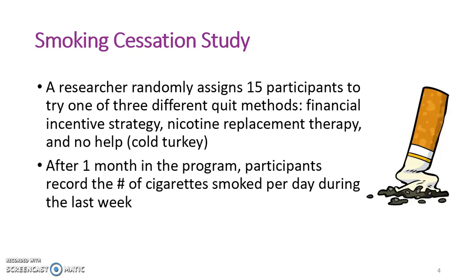But we want to see if we can influence that number of cigarettes, and so we are going to randomly assign participants to try one of three different quit methods. This is our predictor in this example. The three different quit methods are going to be a financial incentive strategy, a nicotine replacement therapy, or no help at all, just going cold turkey and trying to quit without any aid. So we've got a single predictor variable, which is quit method, and we've got three categories in this single predictor variable. Let's talk a little bit about how we would structure this study.